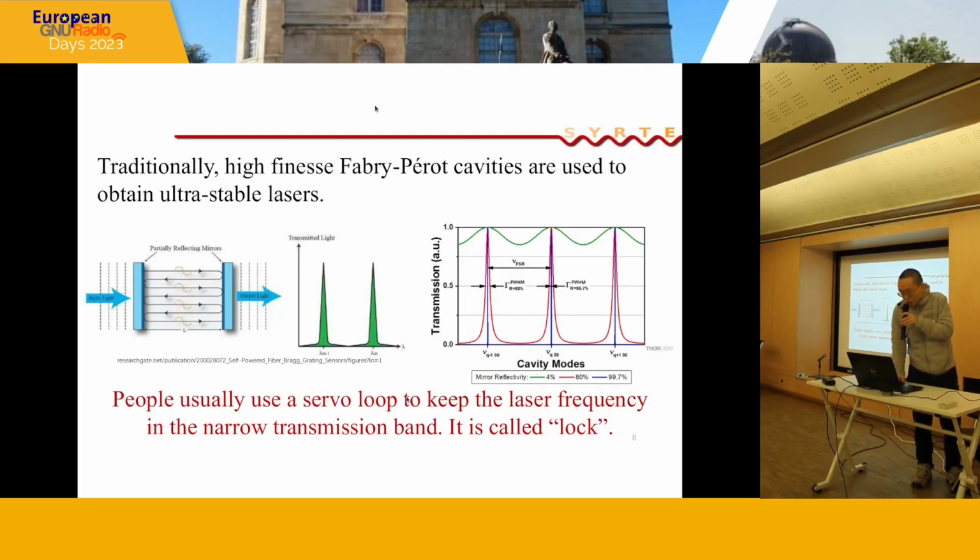So people usually use a servo loop to keep the laser frequency in such narrow transmission bands. This technique is called lock.